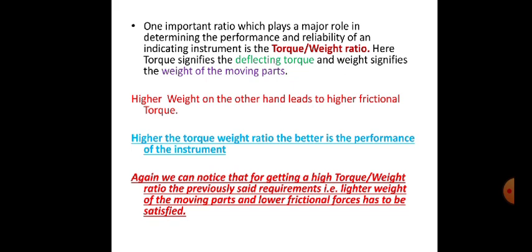So here, how can we achieve this higher torque weight ratio? We can achieve this higher torque weight ratio by focusing on the previously discussed requirements, that is the lighter weight of the moving parts and lower frictional force has to be satisfied in order to get a high torque weight ratio.